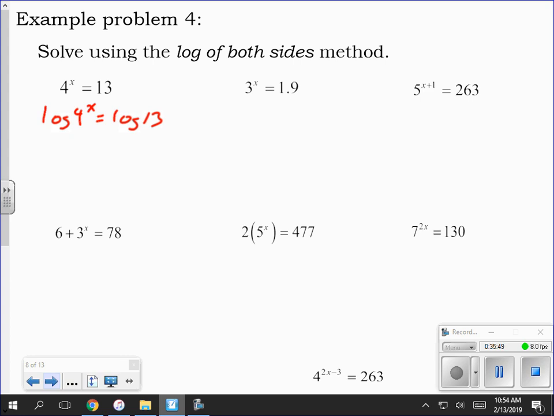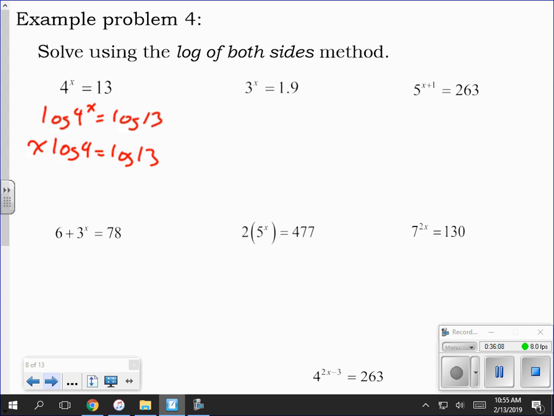But the exponent's still, the variable's still up there. What's my rule for exponents and logarithms? Bring it down out in front. So I get x times the log of 4 equals the log of 13.